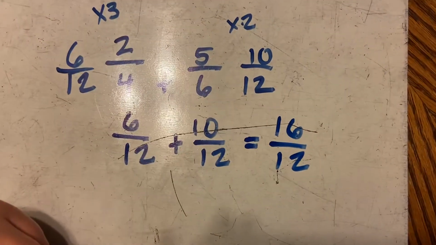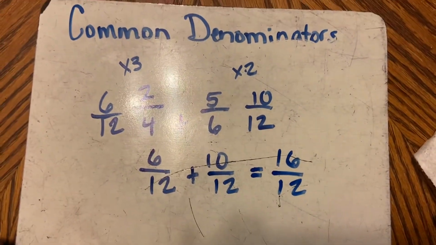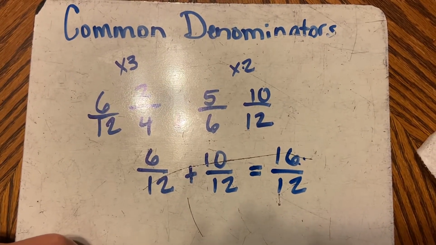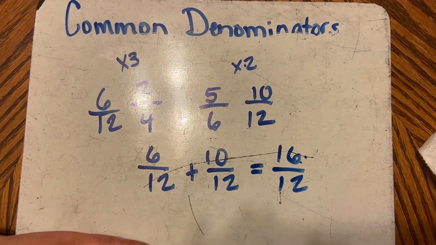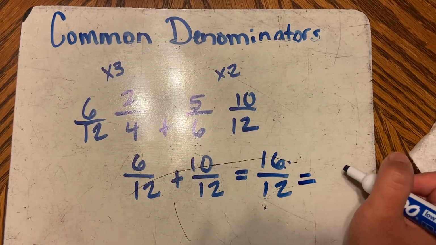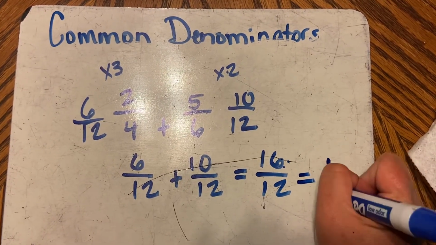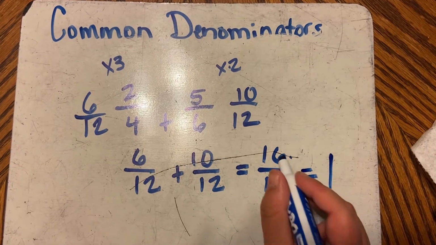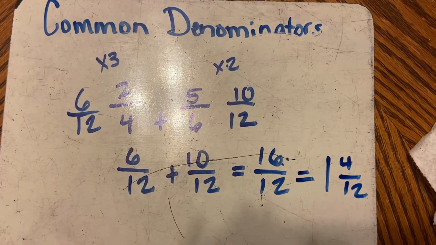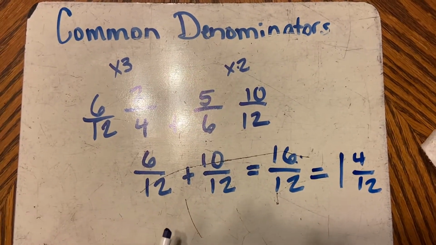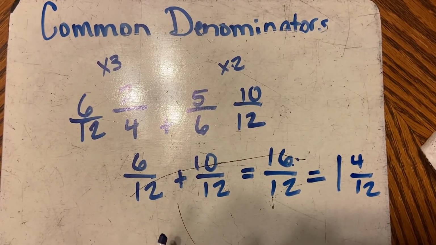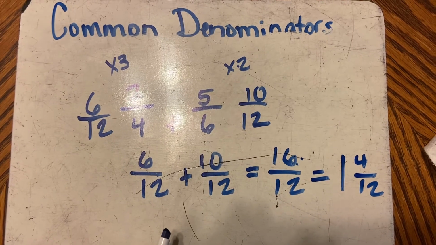16/12. Now I could leave that as an improper fraction. We learned about that. That's where the number on top is bigger than the number on bottom. Or I could change it into a mixed number, right? So I do that, and what would I get? Well, 12/12 is a whole, and I would have 4 left. So 1 and 4/12. So when I add 2/4 and 5/6, I get 1 and 4/12. You'll also learn about simplifying next year, but I'm not going to take it to that level today.